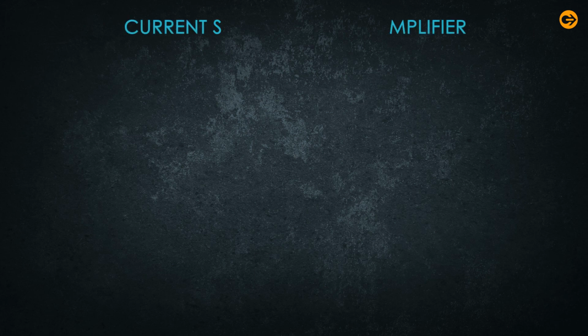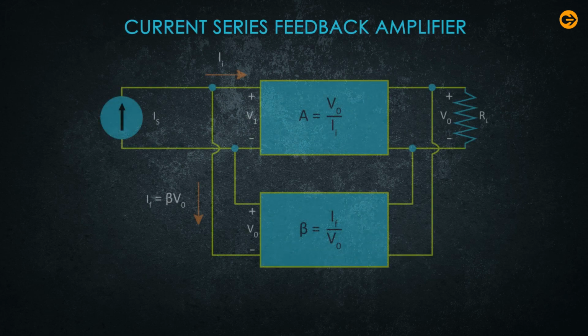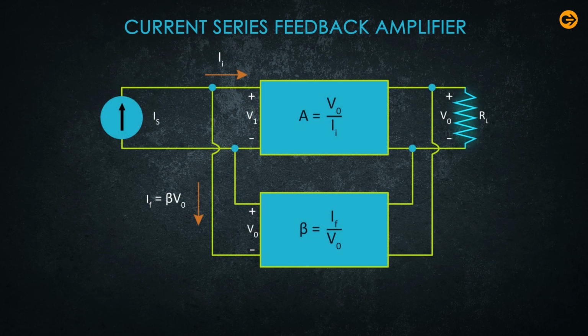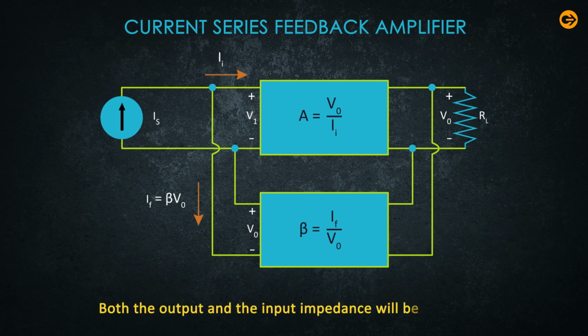Current series feedback amplifier. Here the output voltage is applied to the input in series through the feedback circuit. The block diagram of the current series feedback amplifier is shown in the figure. We can see that the feedback circuit is located in series with the output as well as the input. When the feedback circuit is connected in series through the output as well as the input, then both the output and the input impedance will be increased.